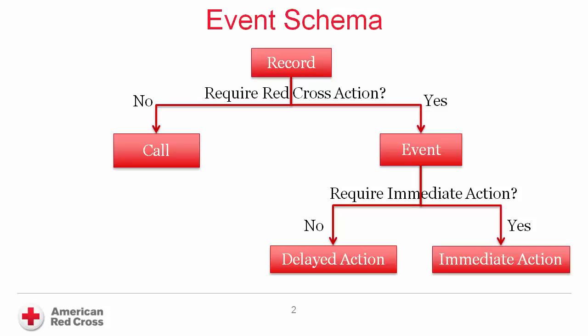Once we have an event, we have to determine if immediate action is required. If the answer is no, that would be a delayed action event. If the answer is yes, that would be an immediate action event. We will be able to pull metrics off of all calls, events, delayed action events, and immediate action events. Once you get to an event that requires immediate action or not, that event must be dispatched. That is outside of this training, but it will be discussed in a subsequent training. Let's go to RCView.